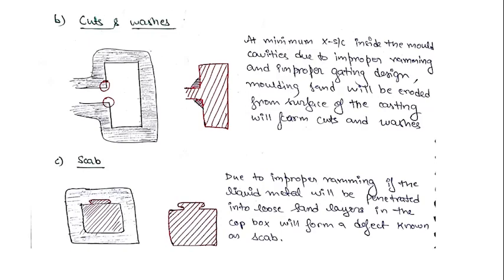Then this is also because of your improper ramming: scab and cuts, and cuts and washes are formed. Suppose there are some corners and your ramming was improper and your gating design was improper, so these corners are eroded. If something like that happens, those defects are called cuts or washes.